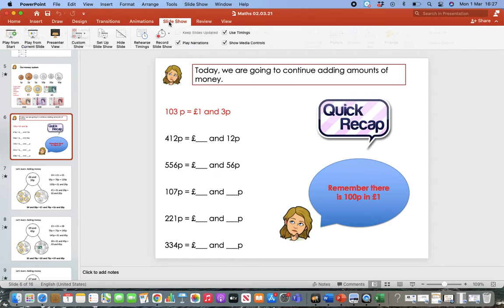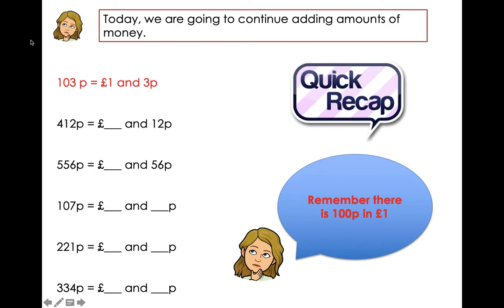Today we are continuing with our money topic, and we are going to be continuing as well with adding up amounts of money. But today it gets a little bit trickier than it was yesterday. So before you start, what I want you to do is recap how we change pence into pounds and pence.